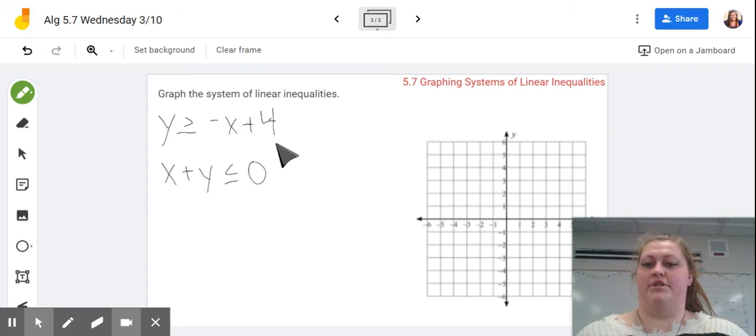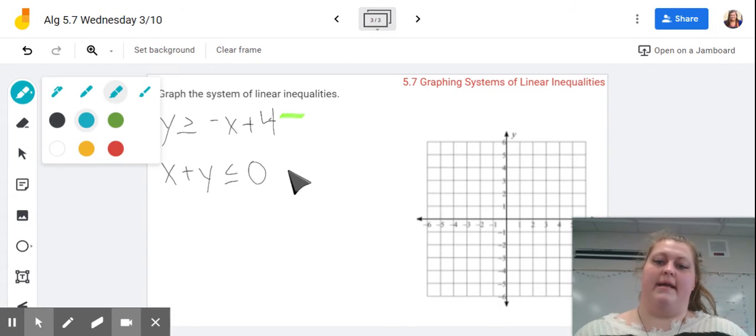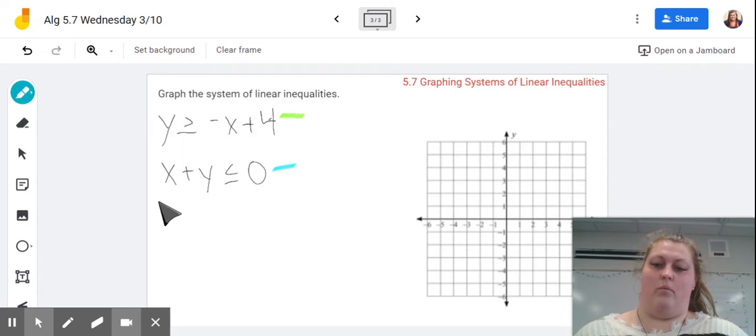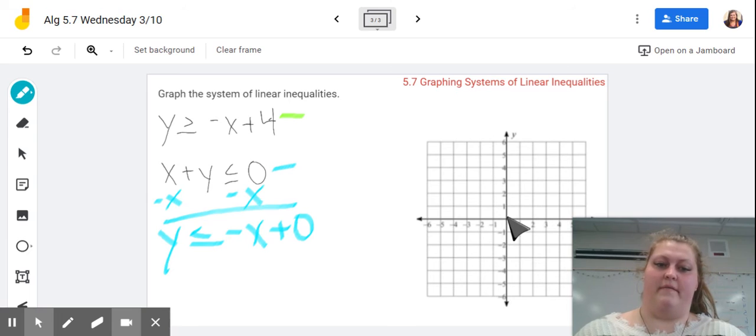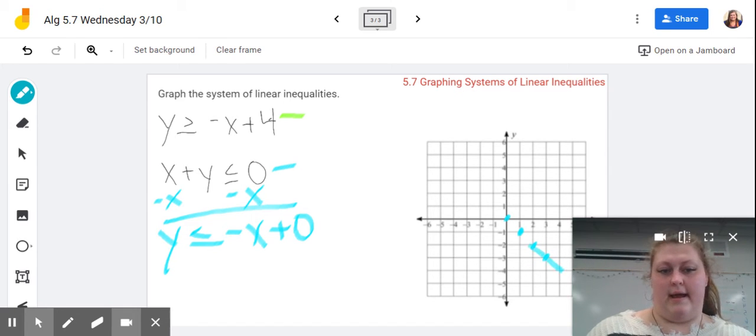Right, one more example. I'm going to do this one in green and this one in blue, but first we need to make it y equals, so I'm going to subtract x from both sides. And I have y equals negative x plus 0. So my first point is going to be at 0, and my slope is -1 over 1. And this is going to be a solid line.